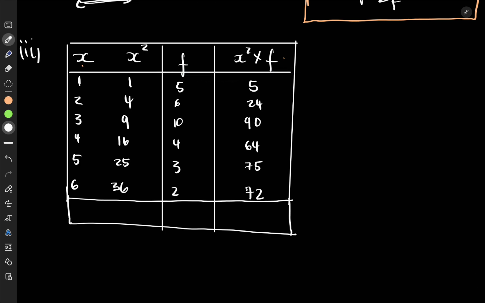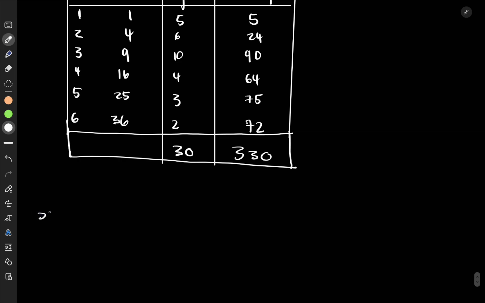The last two, what are we going to have? 5 plus 6 is 11, and so on, these are 30 families, we've been told that. Then here we can say 5 plus 24 plus 90 plus 64 plus 75 plus 72, we get 330.